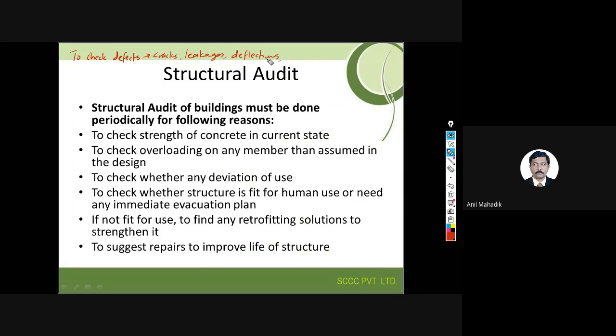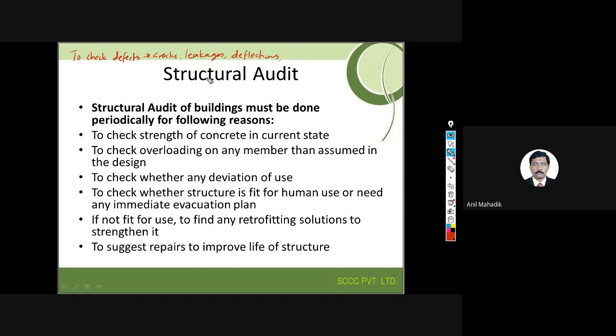Yes. So let's say you have seen some cracks in the building. What will be your opinion? Why may the crack be forming? What may be the reason for the cracks? What do you think? I'm just asking you questions.